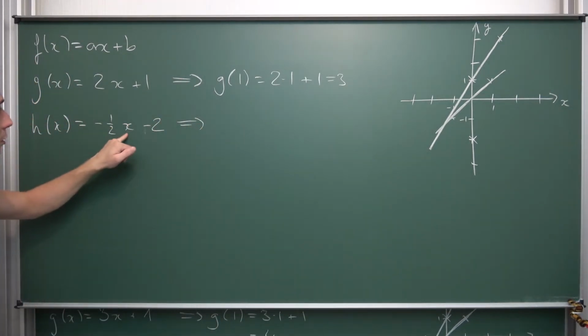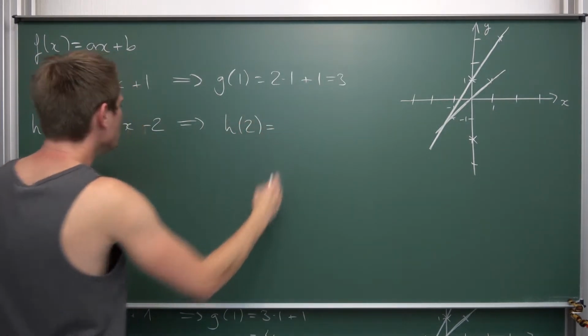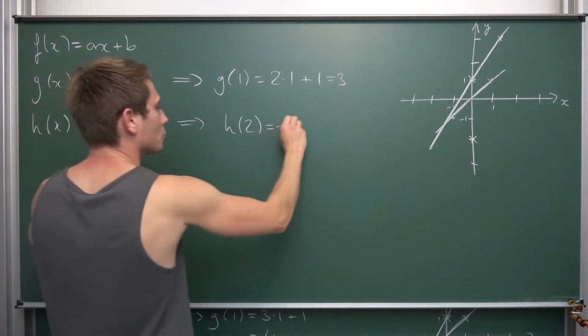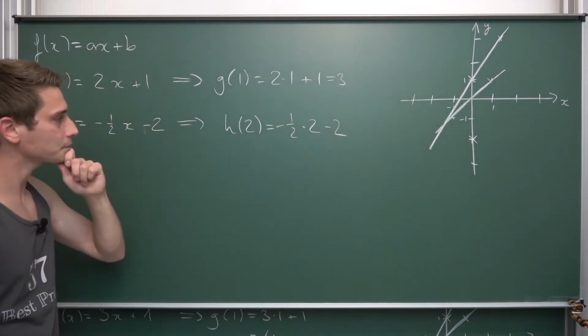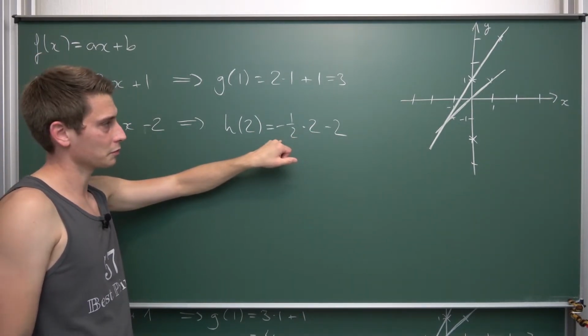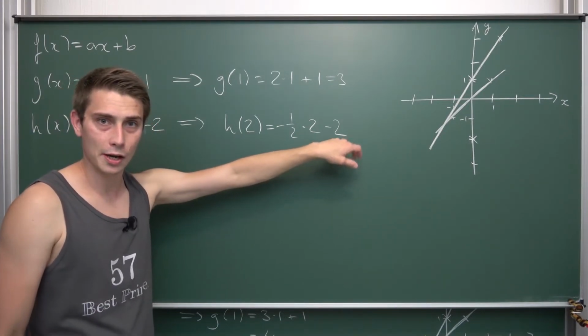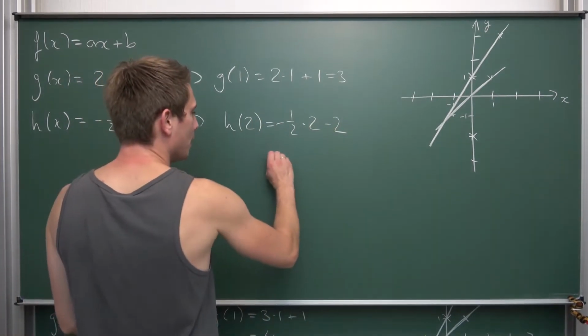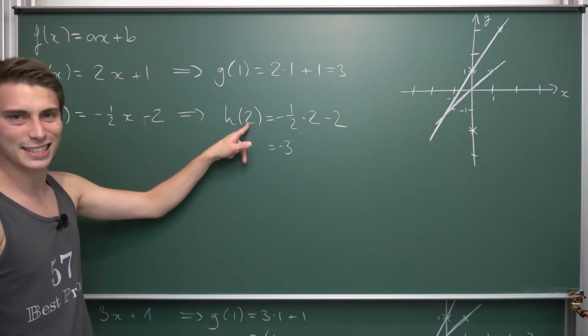Meaning what we can do, we could put 2 into our x. So let's say h of 2 is going to be, okay, 2 into here, it's going to give us negative 1/2 times 2 minus 2. The 2 and 1/2 are going to cancel out, leaving us with negative 1, and then negative 2. Then we are going to get negative 3. So there's another point on this graph, namely 2 and negative 3.